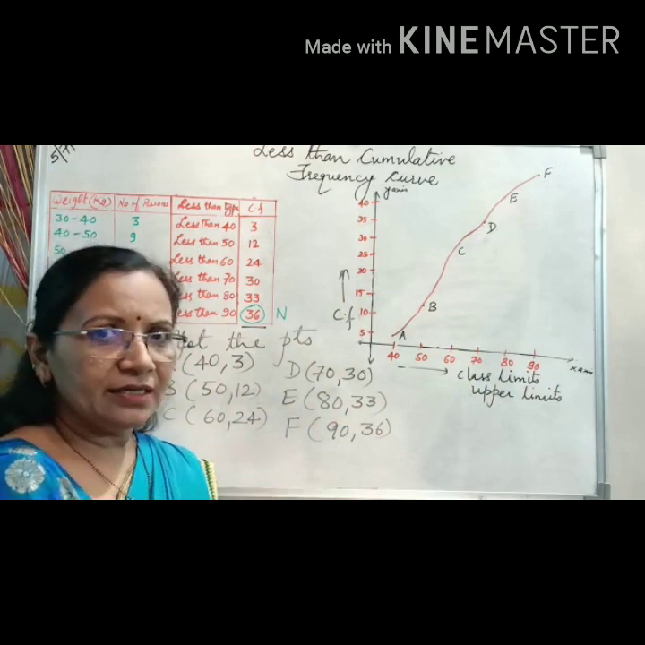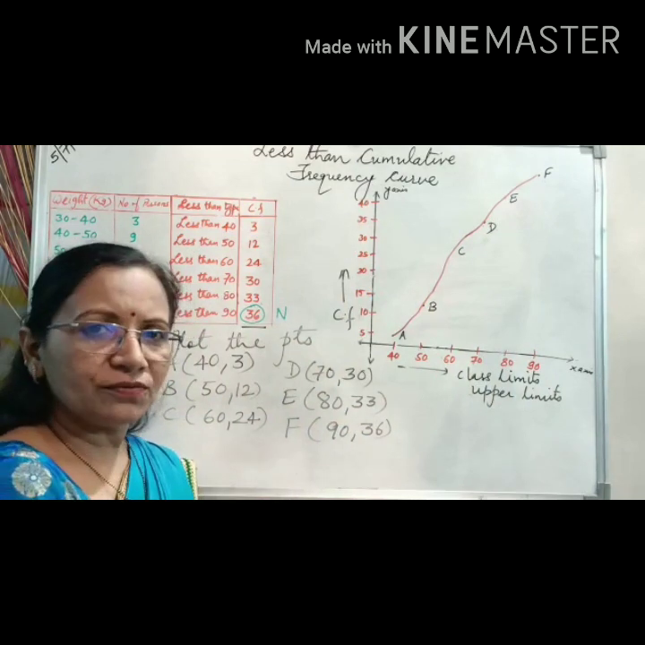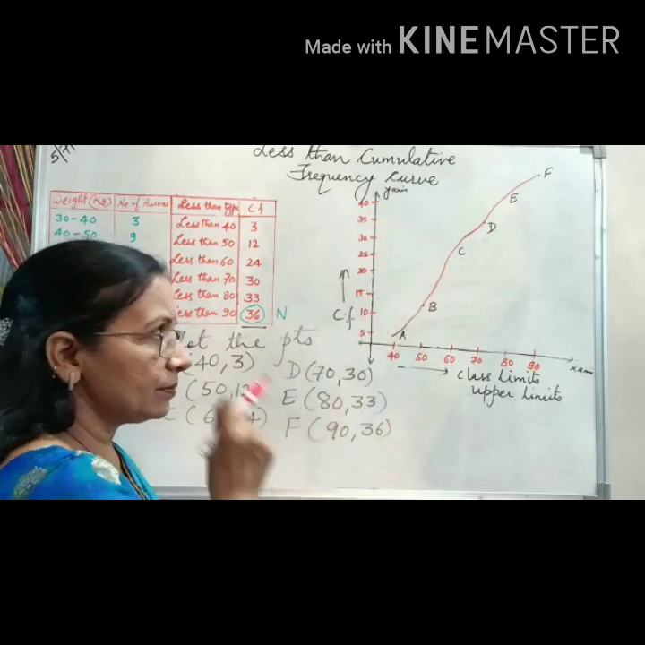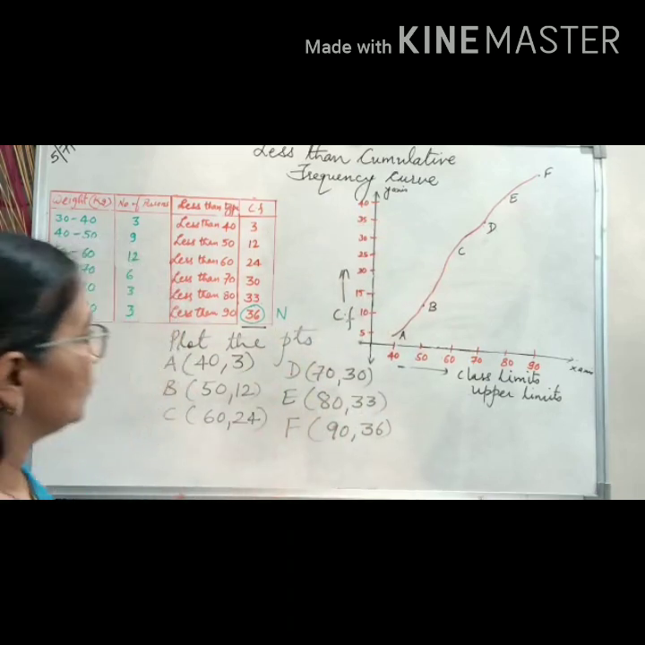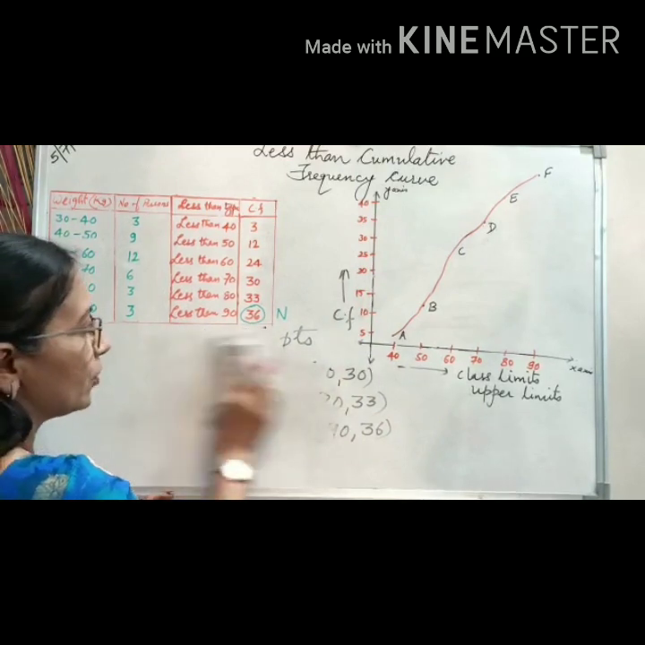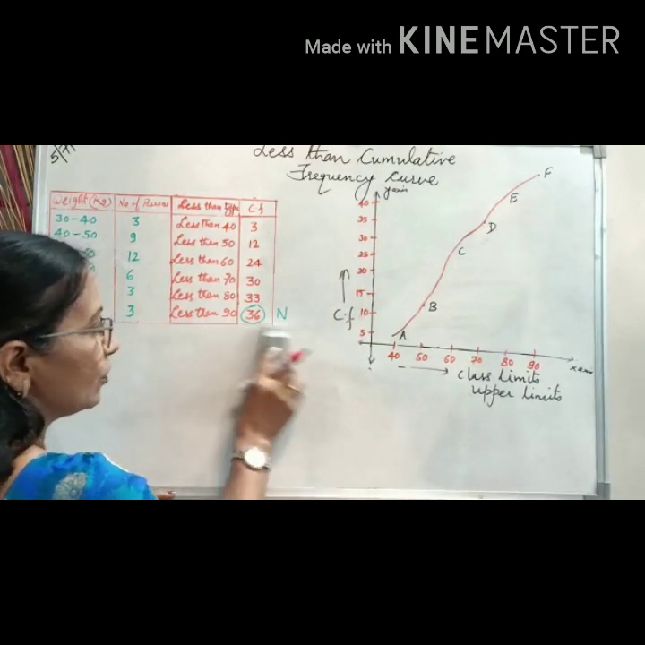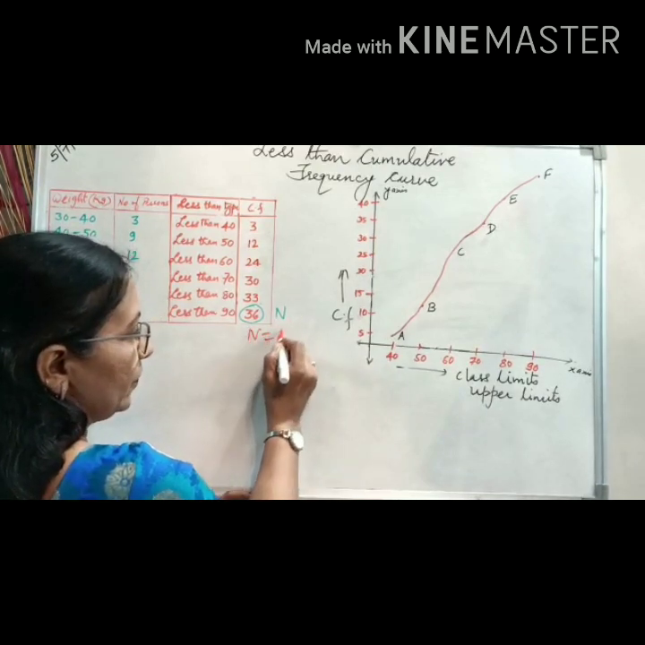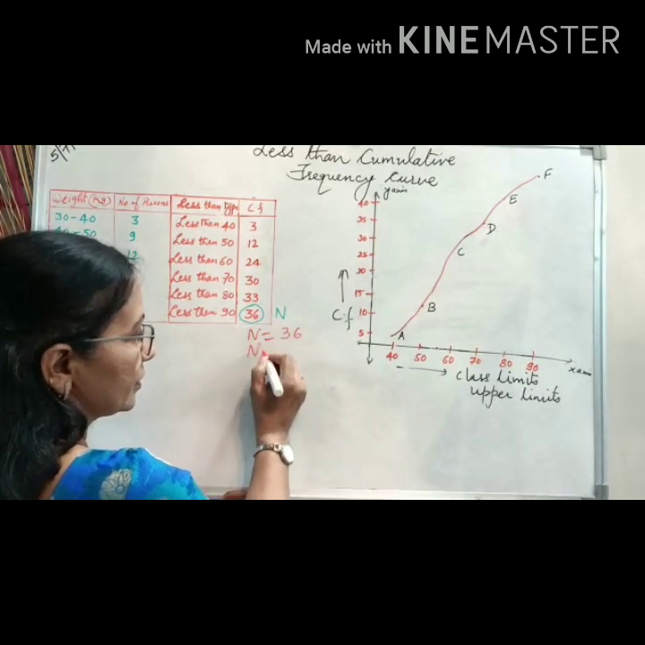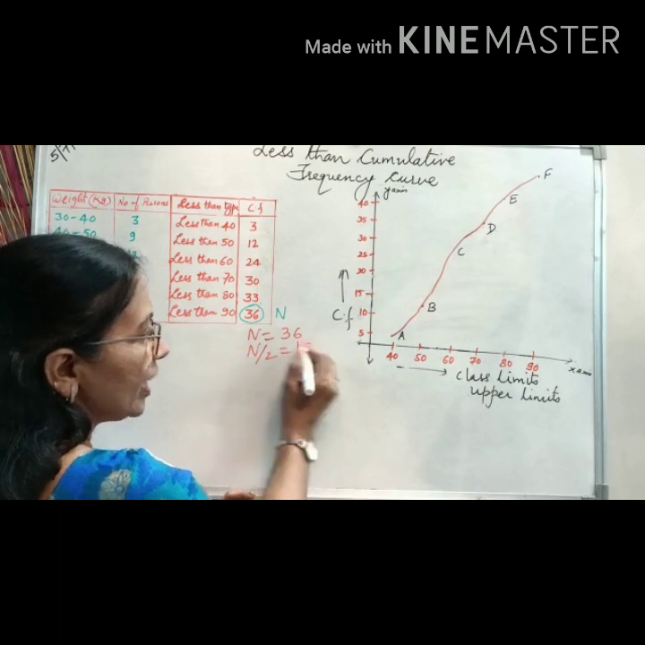To locate the median. Median is the only measure of central tendency which can be graphically located. So now that depends on the value of n. So all these points we have plotted. Now we'll see what is the value of n and we'll find out n by 2. So n is 36. Here only we have written n is 36. So n by 2 will be equal to 18.